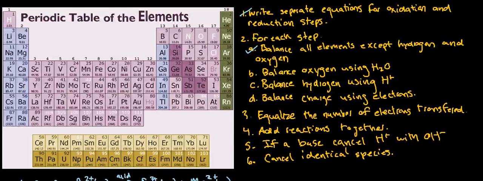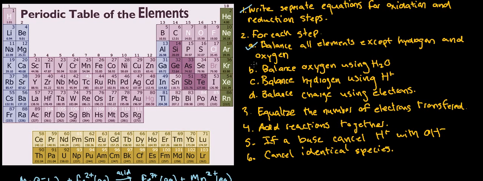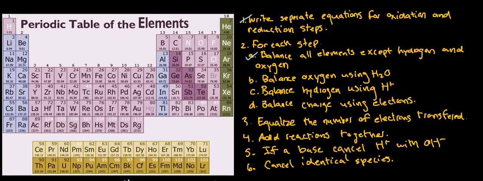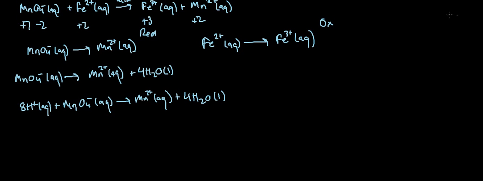Now that I've done that, I balance the charges using electrons. And what do I mean by that? Well, this side has a plus for the hydrogens and a minus for this ion. This side has a 2 plus for manganese, and then this side is equal because hydrogen has an oxidation state of +1 and oxygen has an oxidation state of -2, and there are 2, so these are going to be equal to 0.